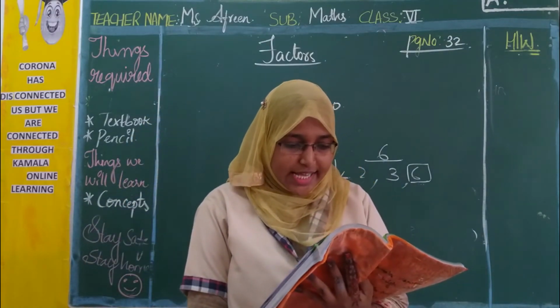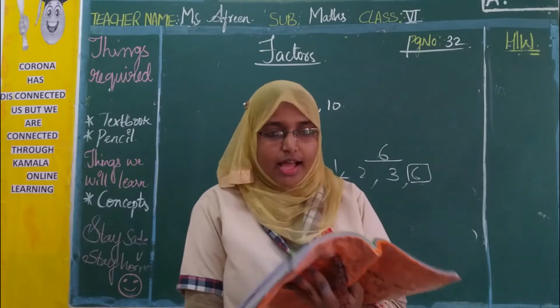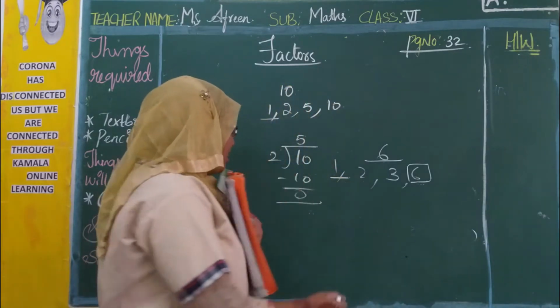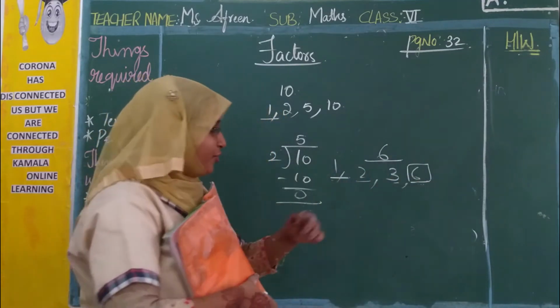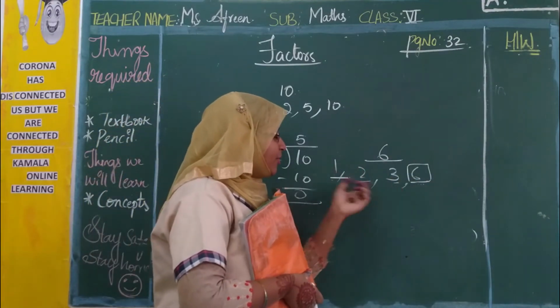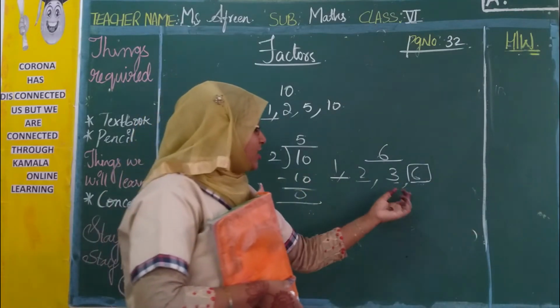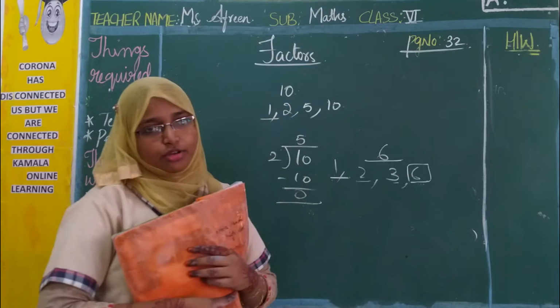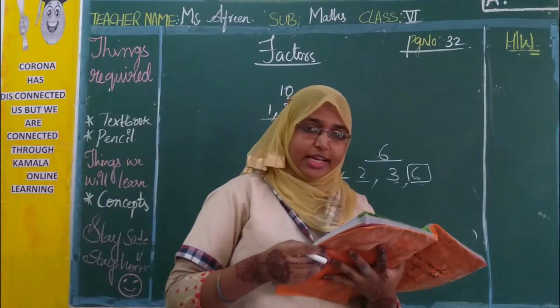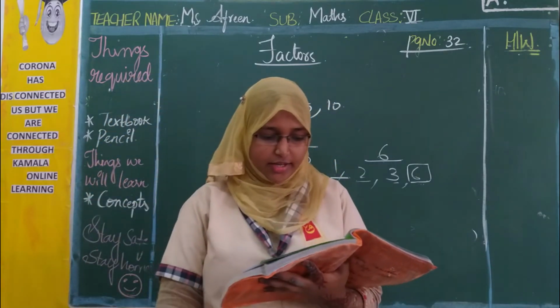Every factor is less than or equal to a given number. Every factor is sometimes less, or sometimes greater than another factor. If you take 2, 2 is less than 3 but greater than 1. 3 is less than 6 but greater than 2. So every factor is less than or equal to the given number.